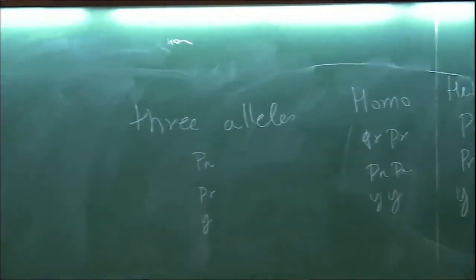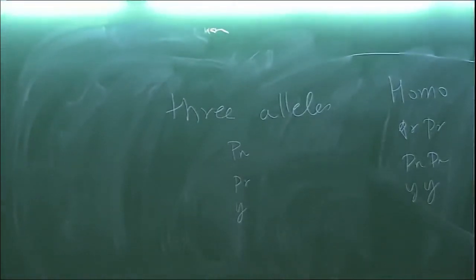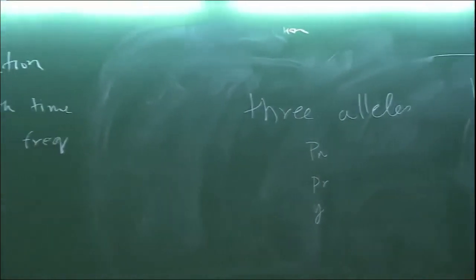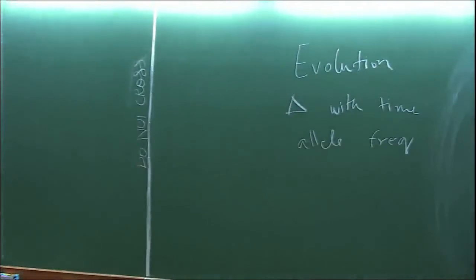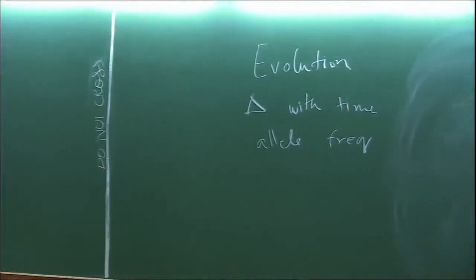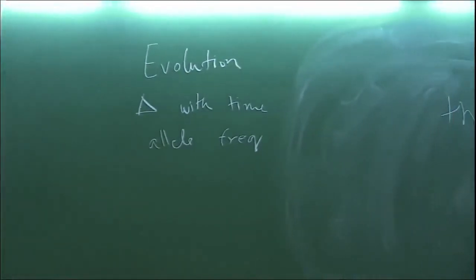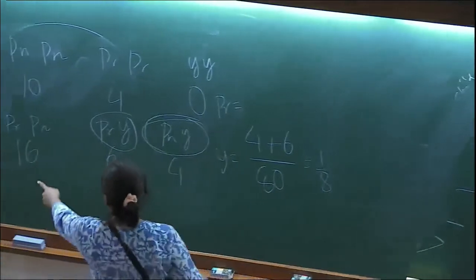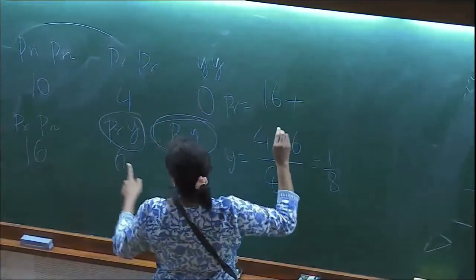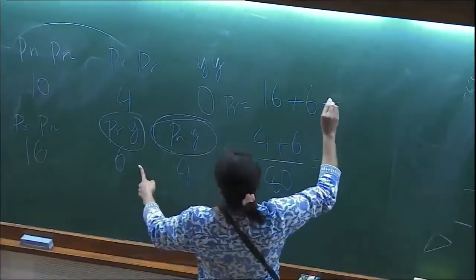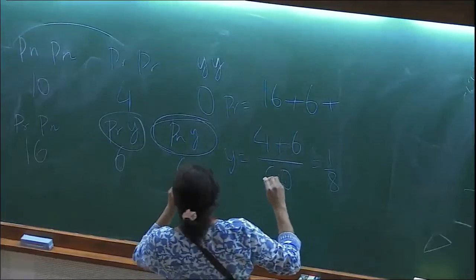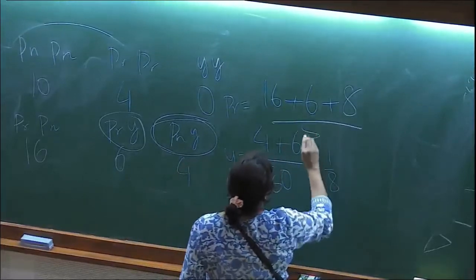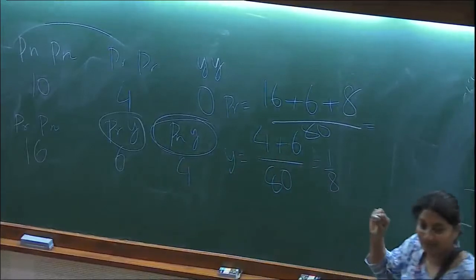Okay, the proportion of purples, which is what? 1 by 8. The proportion of purples is 16 plus 6 plus 8 by 80, which is, can someone calculate?